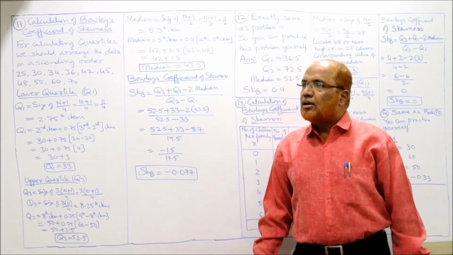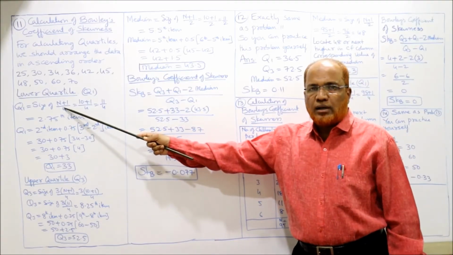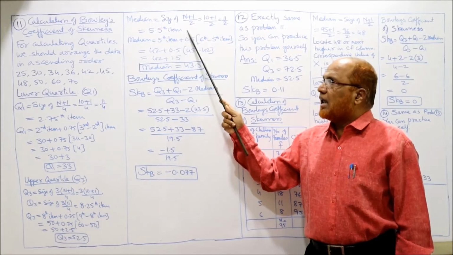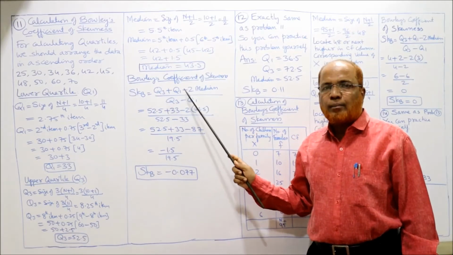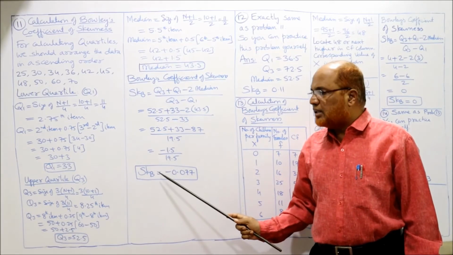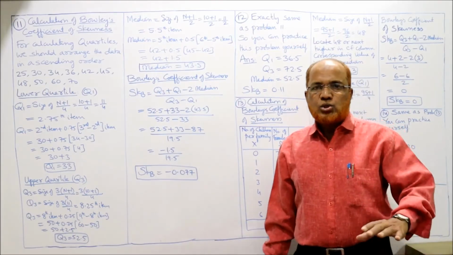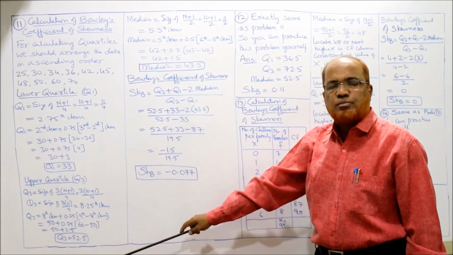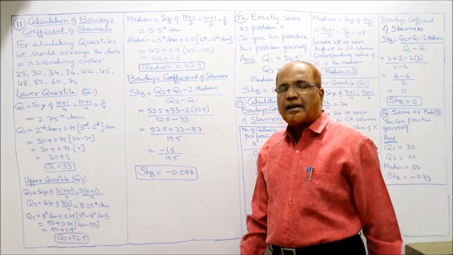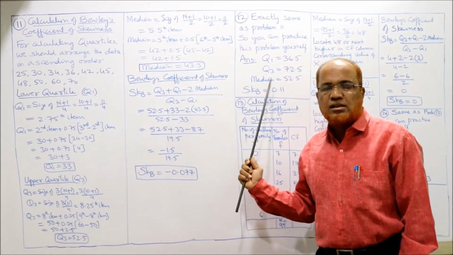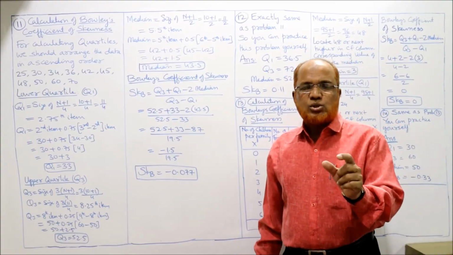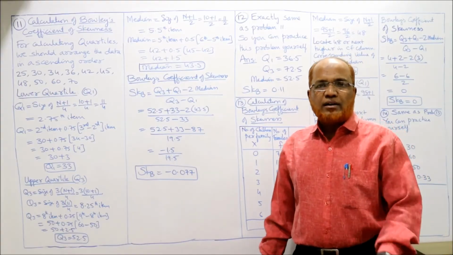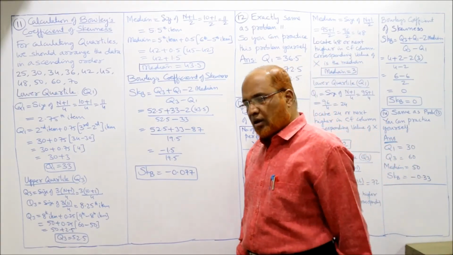After arranging the data, find out the lower quartile Q1, upper quartile Q3 and median. After calculating the median, apply the formula for Bowley's coefficient of skewness. You will get the ultimate answer SKB. So I am not writing on the board because I have explained the first problem in detail. The second problem you have to practice yourself. I am giving you the answer so that you can compare your answer with the given answer to find out whether you are doing it correctly or not.